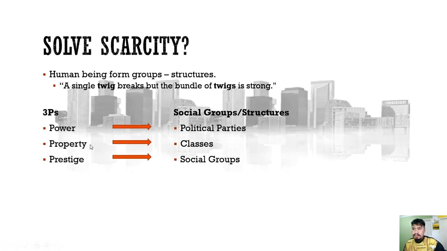Now, people who wanted property will now form groups called your classes or structures called classes. Kaya we have your upper class, lower class, your bourgeoisie, proletariats, no? Then your prestige. In order for the people to attain prestige, they will now form social groups. Now, social groups will now be, for instance, fraternities, di ba? I am proud to be a Crip, a Blood, di ba? Social groups such as your courses, di ba? In order to get the diploma. So, ito yung social structures natin.